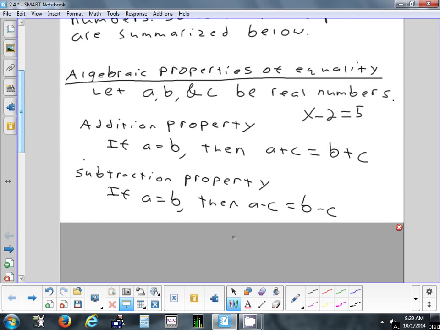Okay, we also have the subtraction property of equality. If A is equal to B, you're allowed to subtract the same number from both sides. That's called the subtraction property of equality. And when we write some of these down, when we're doing a proof, I'm going to let you abbreviate it a little bit. Like you can abbreviate property, P-R-O-P, prop, that's fine.